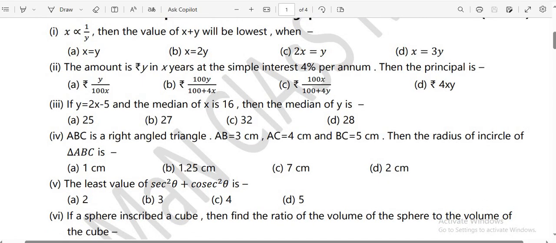Question number 3. If y is equal to 2x minus 5 and the median of x is 16, then the median of y is option A 25, option B 27, option C 32, option D 28.